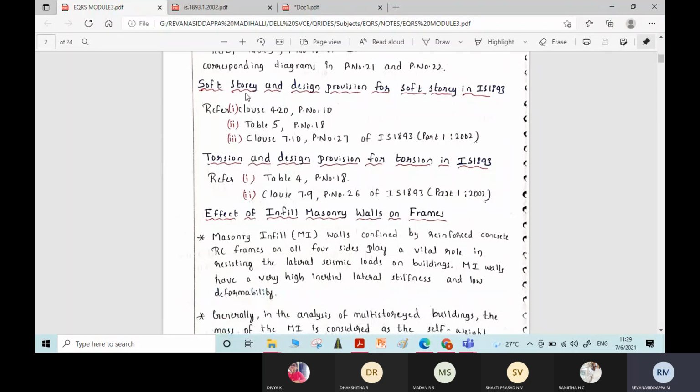Now coming to the torsion and design provision for torsion. Similarly, as in the soft story, there is a design provision given for torsion. That is also there in the code book, in table number 4 and page number 18, with respect to the torsion. What is the meaning of torsion? I have already explained this while discussing the plan irregularities.